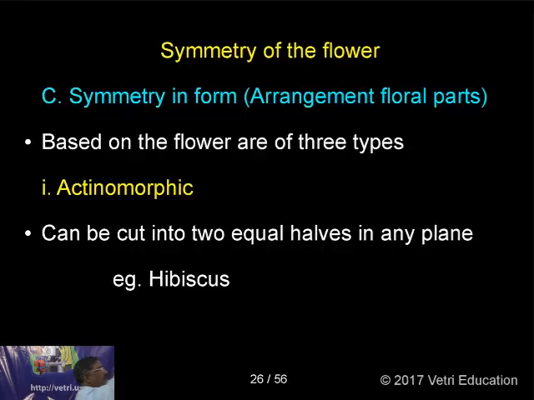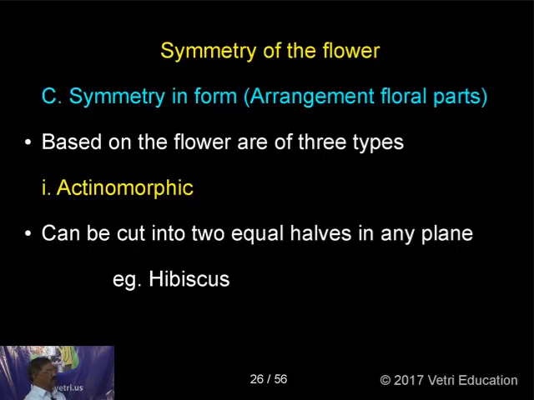So you see here, you can find 5 sepals and 5 petals and 2 stamens, and here the gynoecium. So this is the anisomerous condition. The next topic: symmetry in form and arrangement of floral parts.